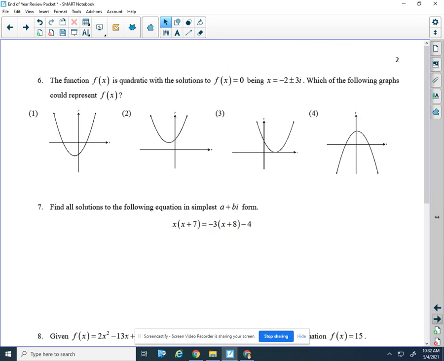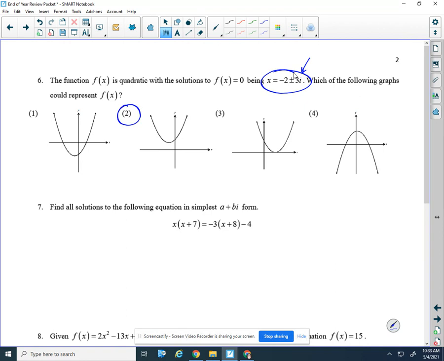Moving on to page 2 of our review. The function f of x is a quadratic with the solutions to f of x equals 0 being x equals -2 plus or minus 3i. So if you have an imaginary solution, if you have that imaginary component, it means the graph doesn't cross the x-axis at all. When you're solving for a 0 and something's equal to 0, you're looking for x-intercepts.